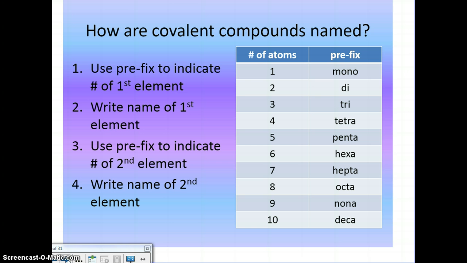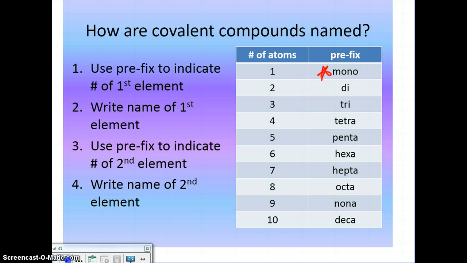All right, how do we name covalent compounds? First, we're going to use prefixes to indicate the number of the elements that we have. Here are our prefixes: mono, di, tri, tetra, penta, hexa, hepta, octa, nona, deca. There is one little exception, though. Mono cannot be used on the first element, so that one does not count when we're talking about the first element.